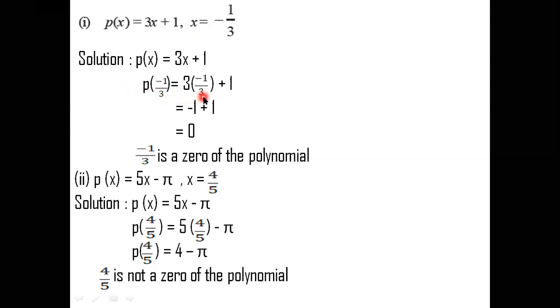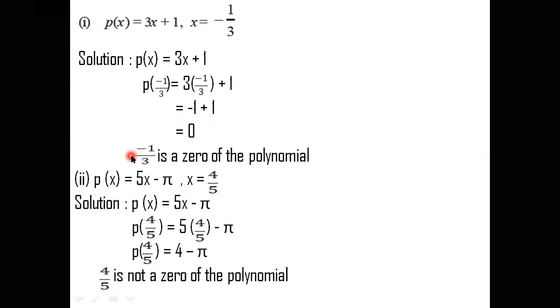Again x is replaced by minus 1 upon 3 plus 1. So when you solve this, the 3 and the 3 in the denominator get cancelled out. So what are you left with? Minus 1 plus 1, which is 0. You got the answer as 0 when you replaced x by minus 1 upon 3. Hence, we can conclude that yes, minus 1 upon 3 is a 0 of the polynomial.